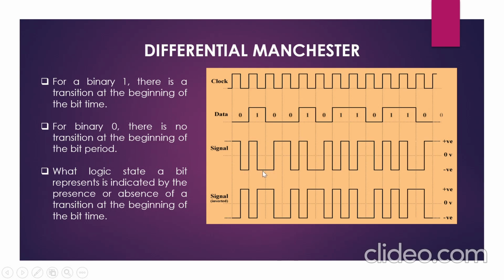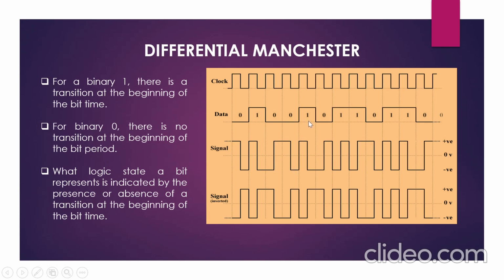As you can see, during the previous bit time the signal is represented here, and in case of a 0 there is no transition. So no transition at the beginning, then there is a transition in the second half of the bit time. Then there is a 0 and it retained the previous state or level. So there is no transition at the beginning, then there is a transition in the middle of the bit time.